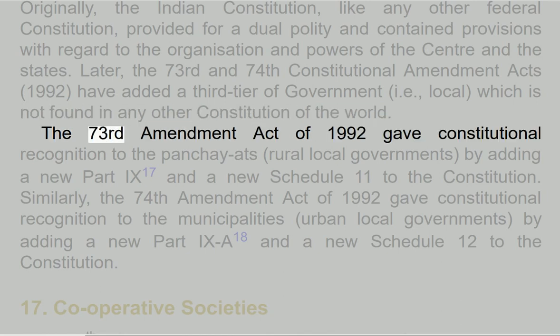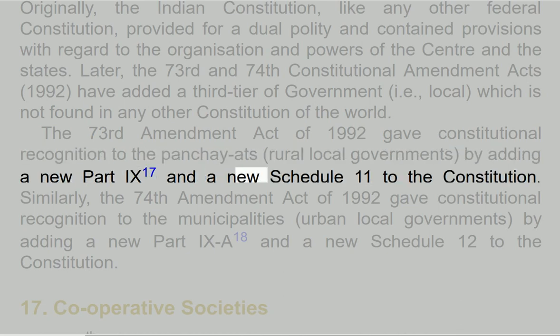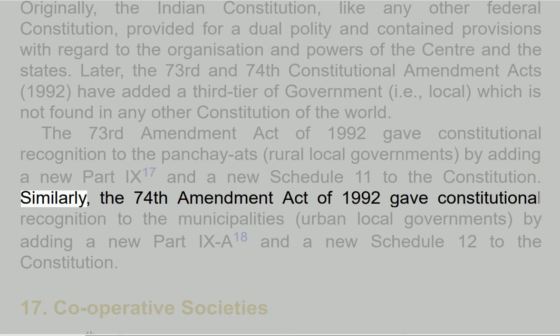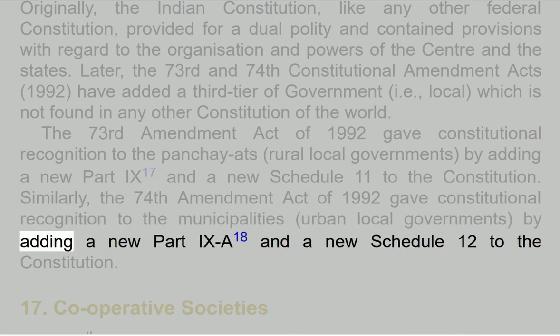The 73rd Amendment Act of 1992 gave constitutional recognition to the panchayats, rural local governments, by adding a new Part IX and a new Schedule 11 to the Constitution. Similarly, the 74th Amendment Act of 1992 gave constitutional recognition to the municipalities, urban local governments, by adding a new Part IX-A and a new Schedule 12 to the Constitution.